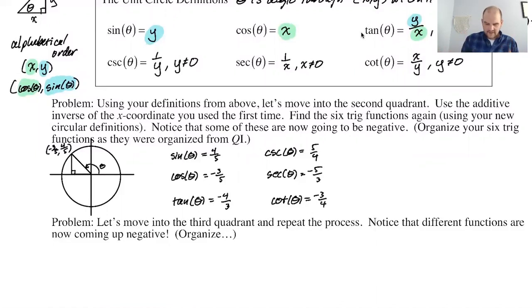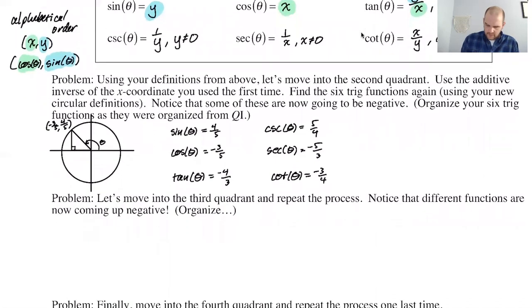But one thing that I did want to point out here was that for this problem, we wanted to notice that some of our ratios are now negative. Which ones were negative? Well, cosine ended up negative. Secant was negative. Nothing else was negative. Now, would that have changed if we used a different point? Cosine is the x coordinate, right? Secant's the reciprocal of that. If cosine is x and you're in the second quadrant, x is always negative, so cosine has to be negative, right? And then the y coordinate in the second quadrant is positive, so sine is going to be positive.